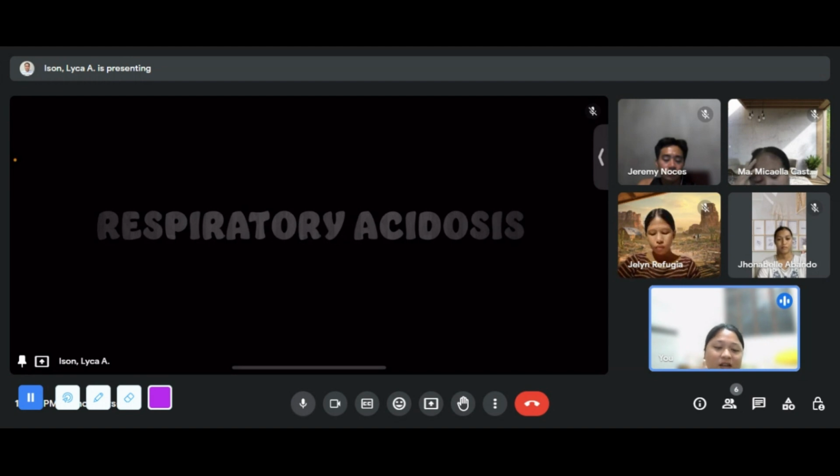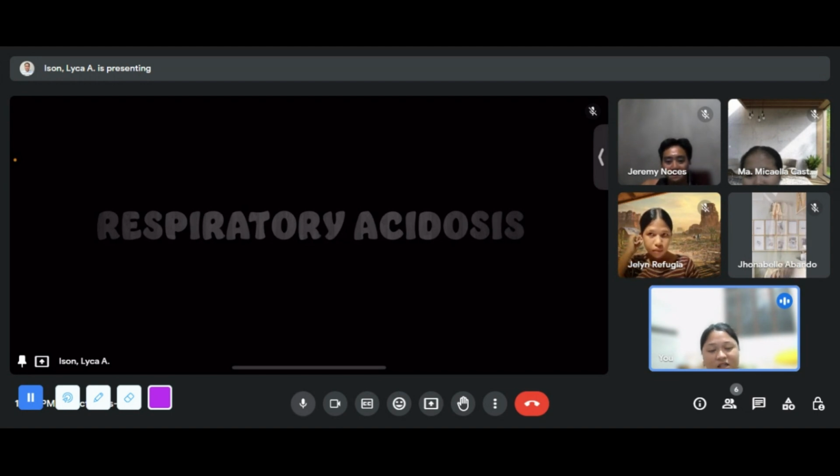So, the renal regulation involves the control of acid-base balance by the kidneys, which is the base. So the kidneys can either excrete or retain hydrogen ions and bicarbonate ions to maintain acid-base balance. So in this acid-base balance topic, disruptions of it can lead to acidosis or the excessive acidity, or alkalosis or the excessive alkalinity.